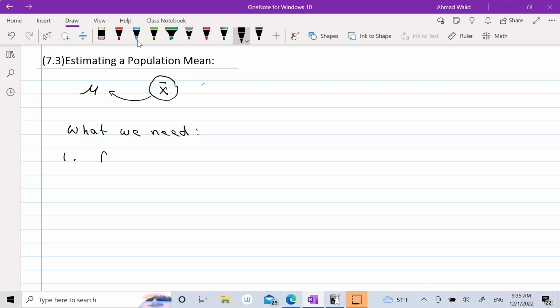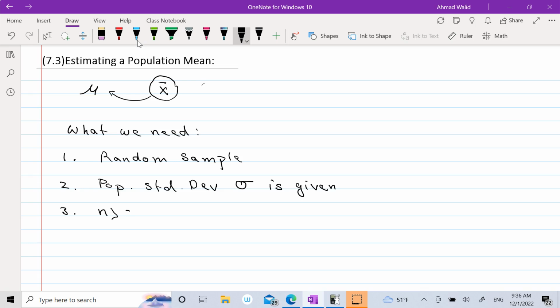First, again, we need a random sample. All the time we need a random sample when we are dealing with these types of problems. Requirement number 2, population standard deviation, which is sigma, is known, it's given, correct?